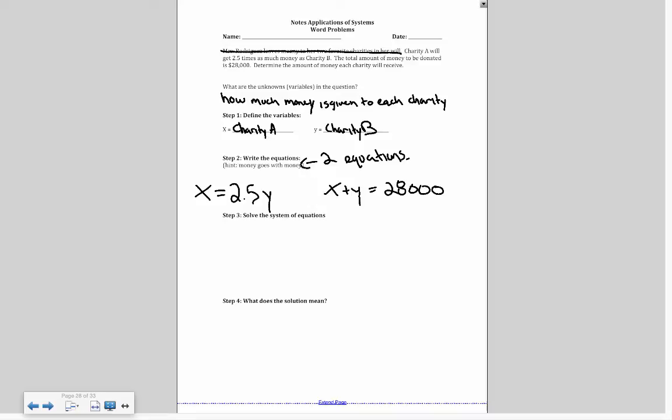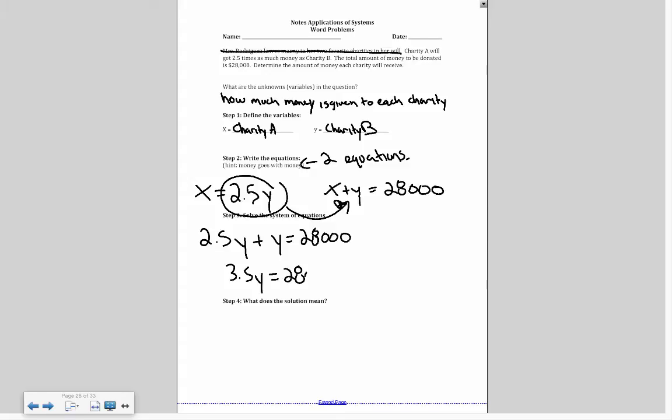So what I do is I take this 2.5 to solve the system, and I would substitute it in. Because I already have an X solved for, I would use substitution in this method, and I would substitute it in for that X. So it becomes 2.5 Y plus Y equals 28,000. So that's 3.5 Y equals 28,000. So then I'm going to divide each side by 3.5, and I'm going to get 8,000. So Y gets $8,000.